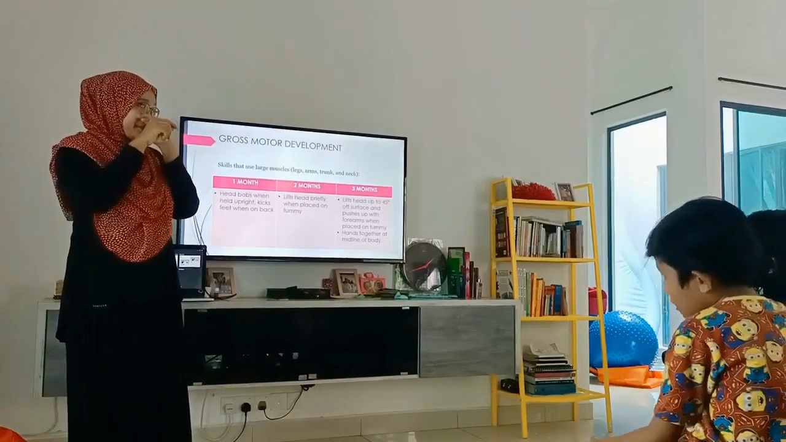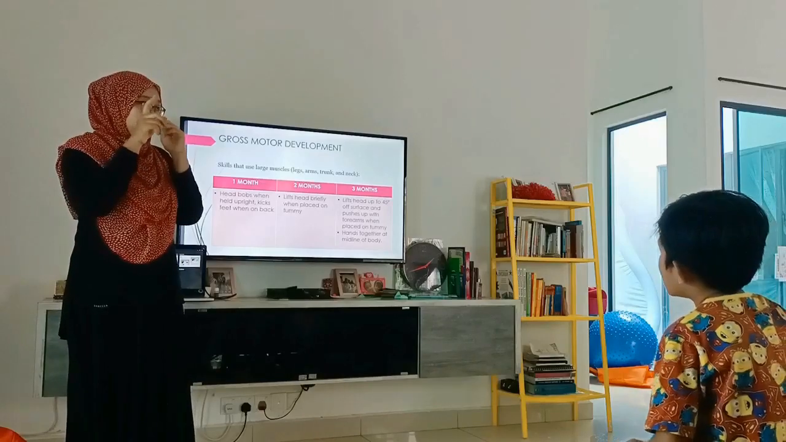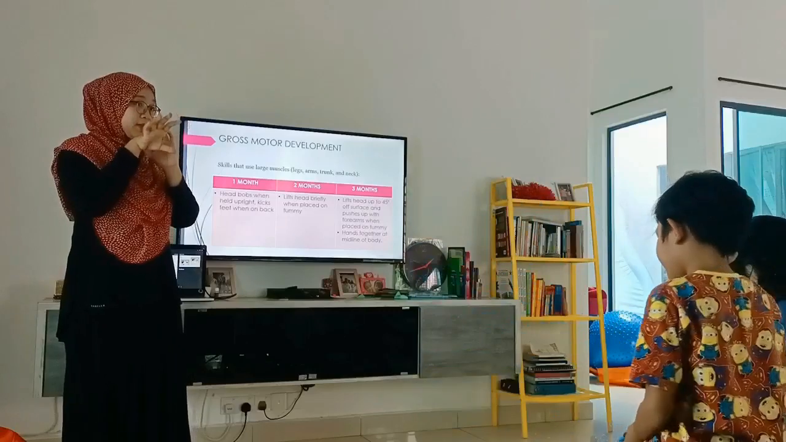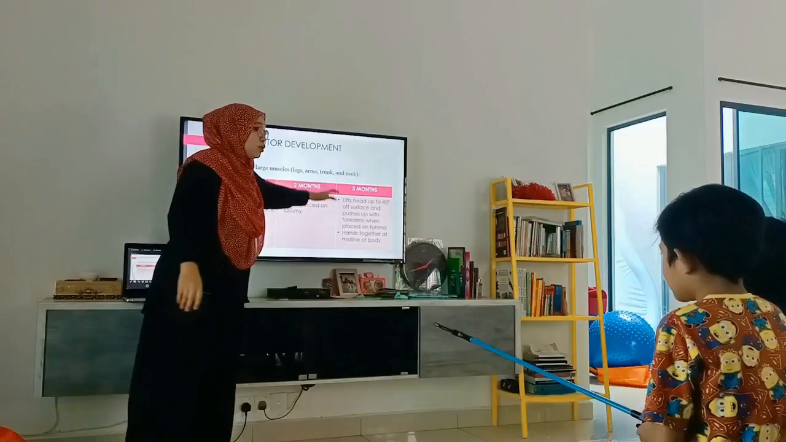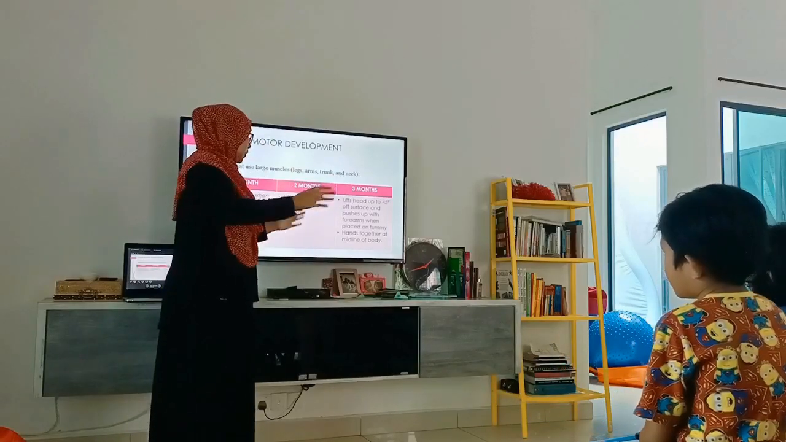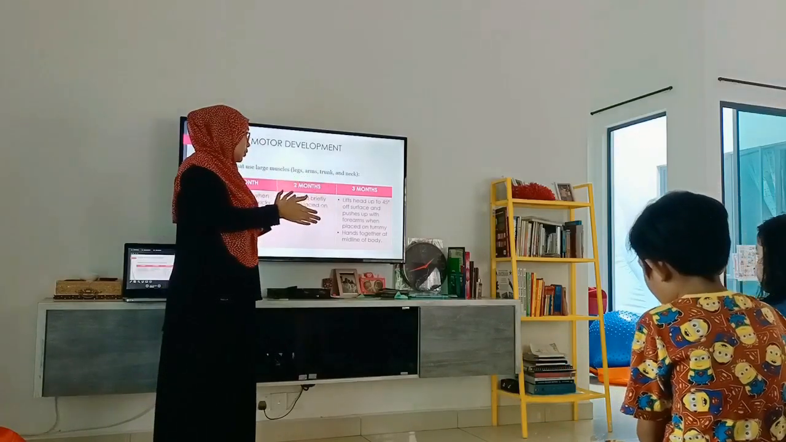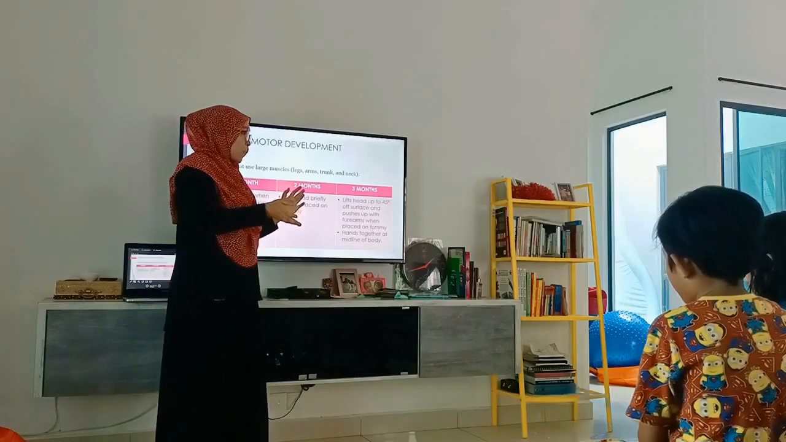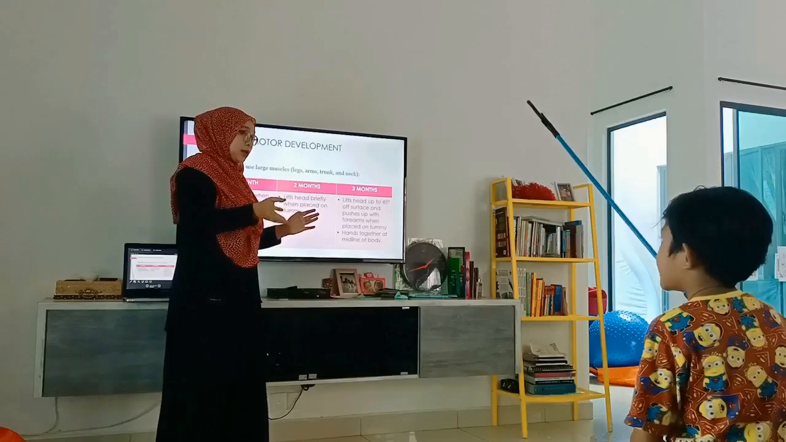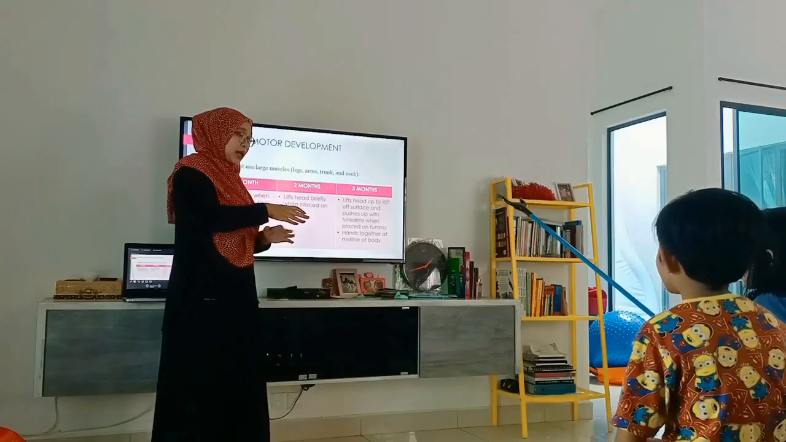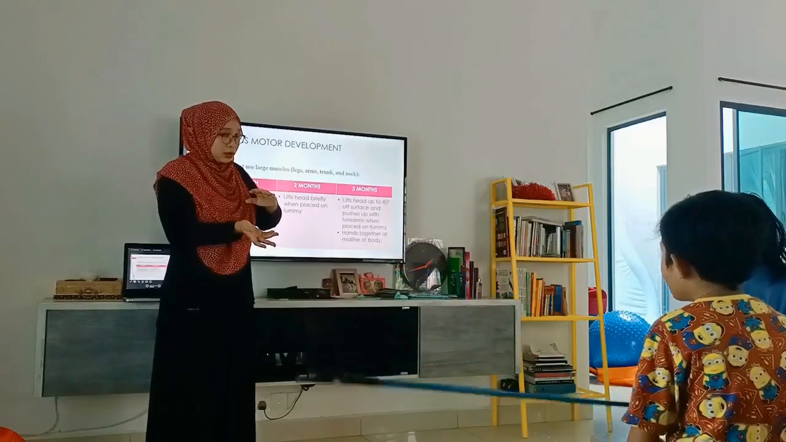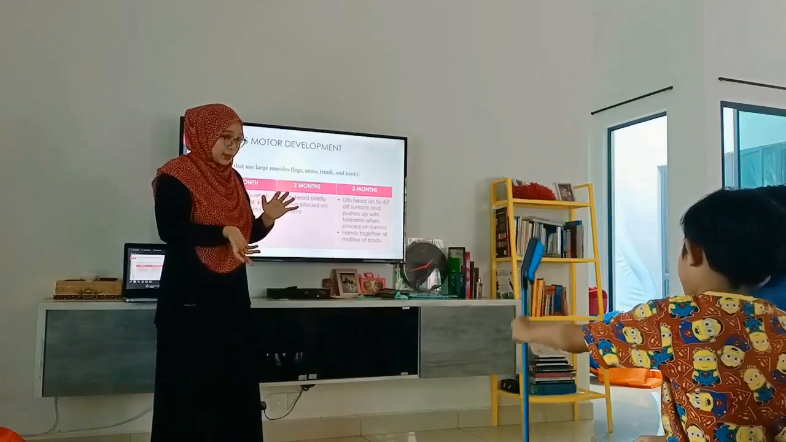Okay, some babies that are fast to develop, at 3 months old, they are able to turn down. They are able to lie in prone, lying on their own tummy, but they are not able to turn back. So you need to help your baby to turn back to the supine.